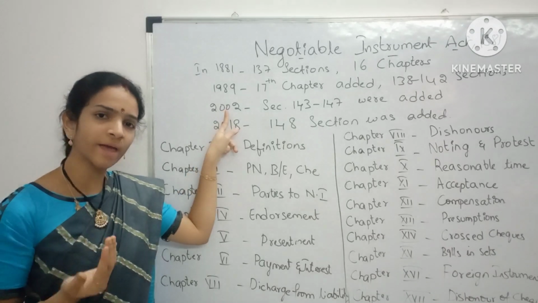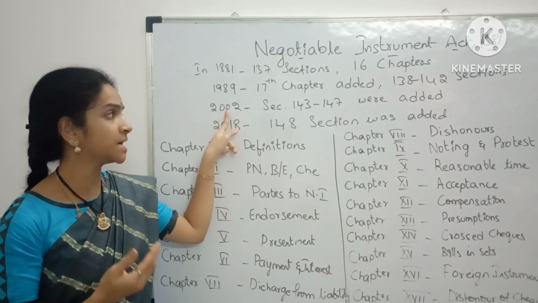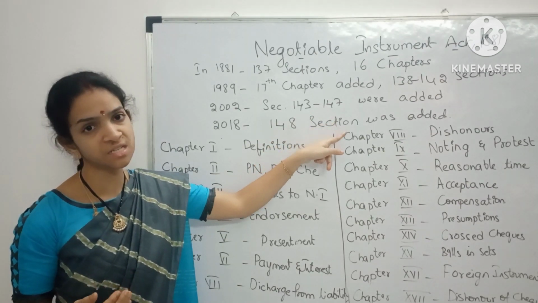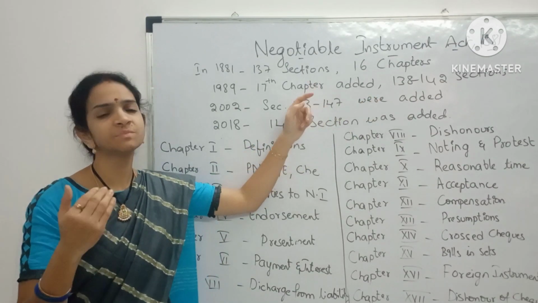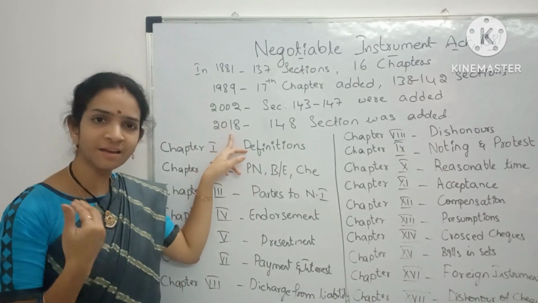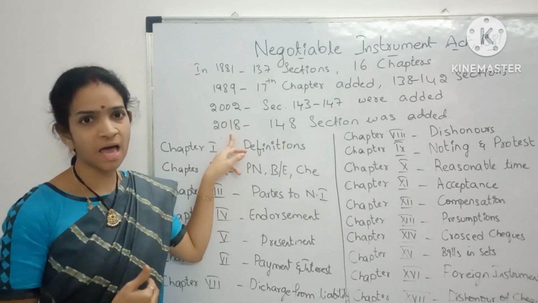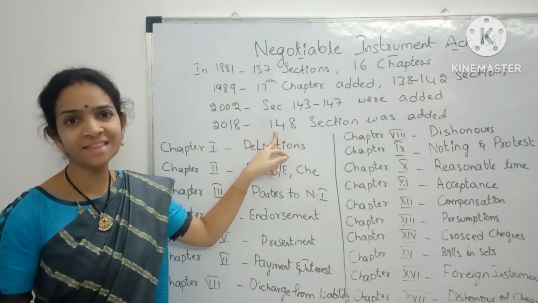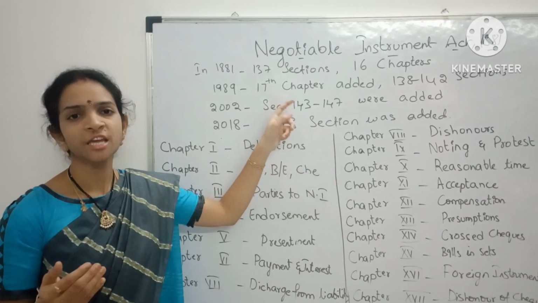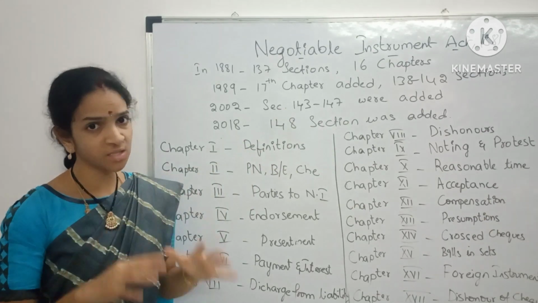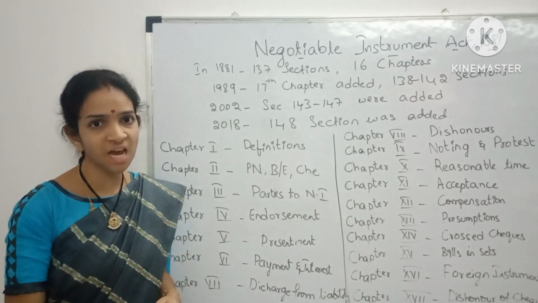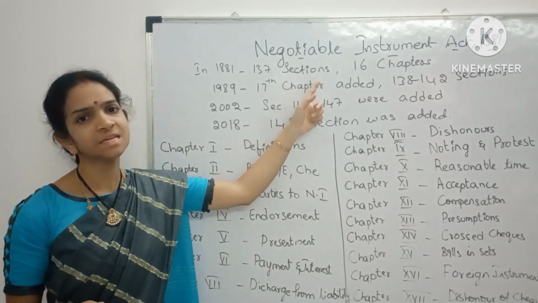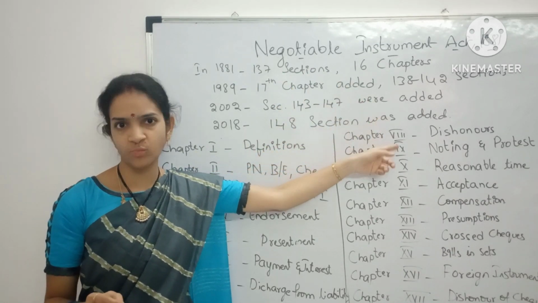Right? In 2002, another amendment was made through which sections 143 to 147 were inserted into the same 17th chapter. And the last amendment till now is 2018, through which the 148th section was inserted into the 17th chapter. So as of now, we have 17 chapters comprising 148 sections in the Negotiable Instruments Act 1881.